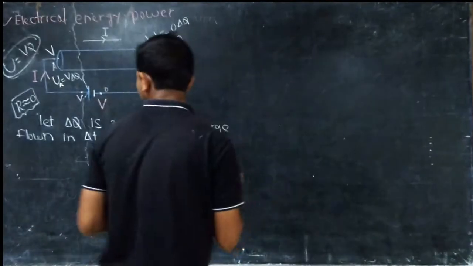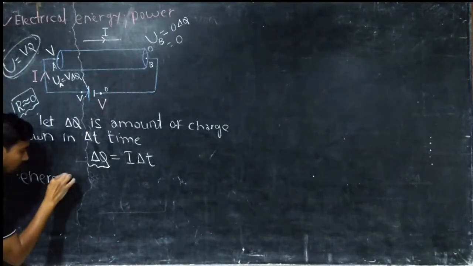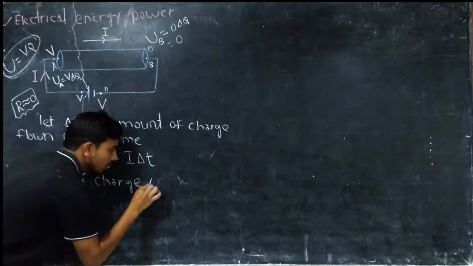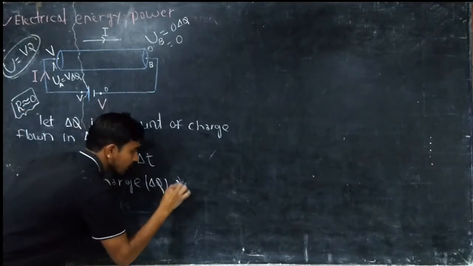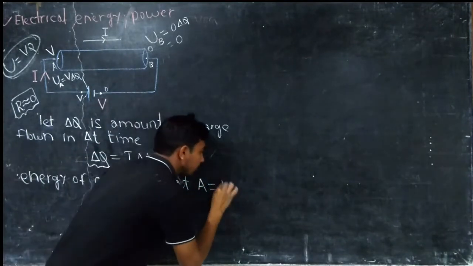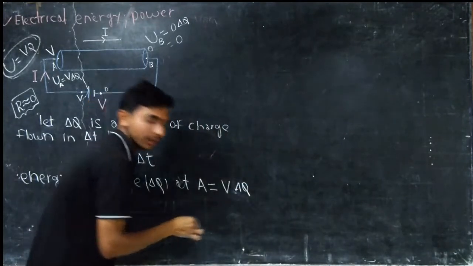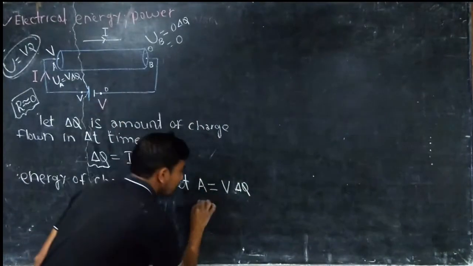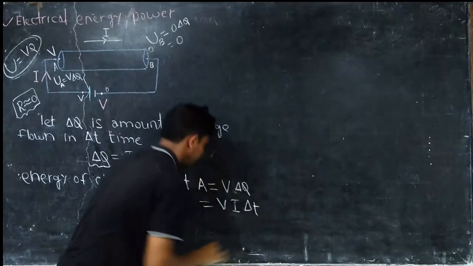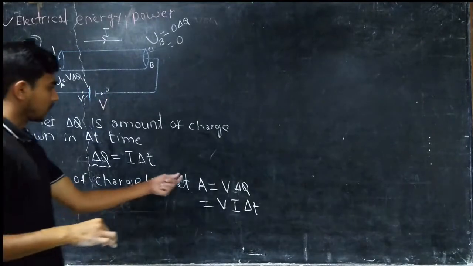So we can write here: energy of charge ΔQ at A is equal to V into ΔQ, right? And that ΔQ is how much? I into Δt. Energy of charge ΔQ at A.